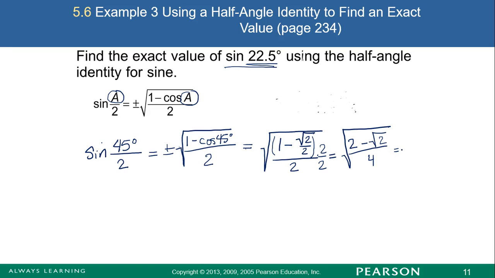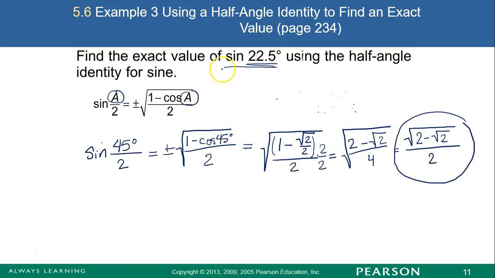Now we can take the square root of 4, because this is like saying square root of this numerator over the square root of the denominator. So we're going to say square root of 2 minus square root 2 all over the square root of 4, which is 2. And that there is our final answer for sine of 22.5 degrees. That is equal to. All right, and that's how we do it.